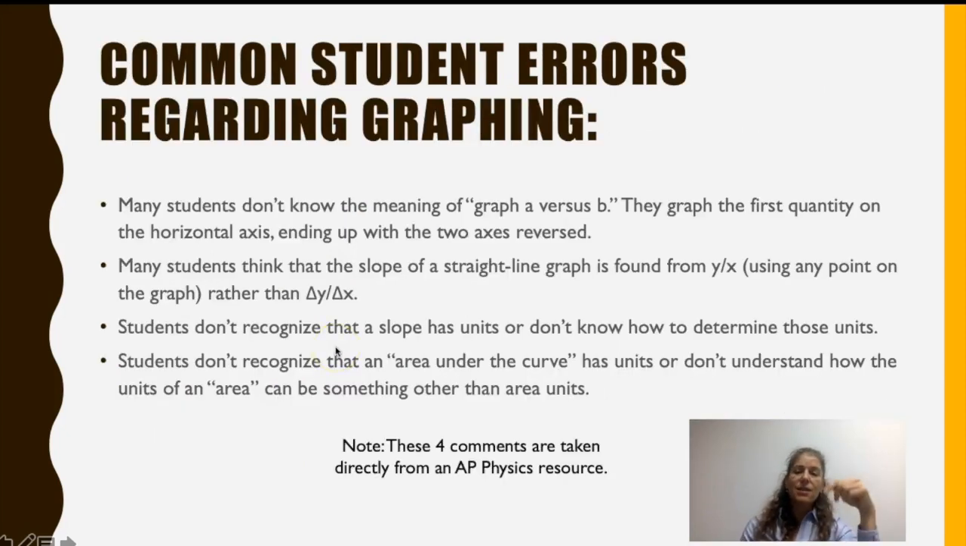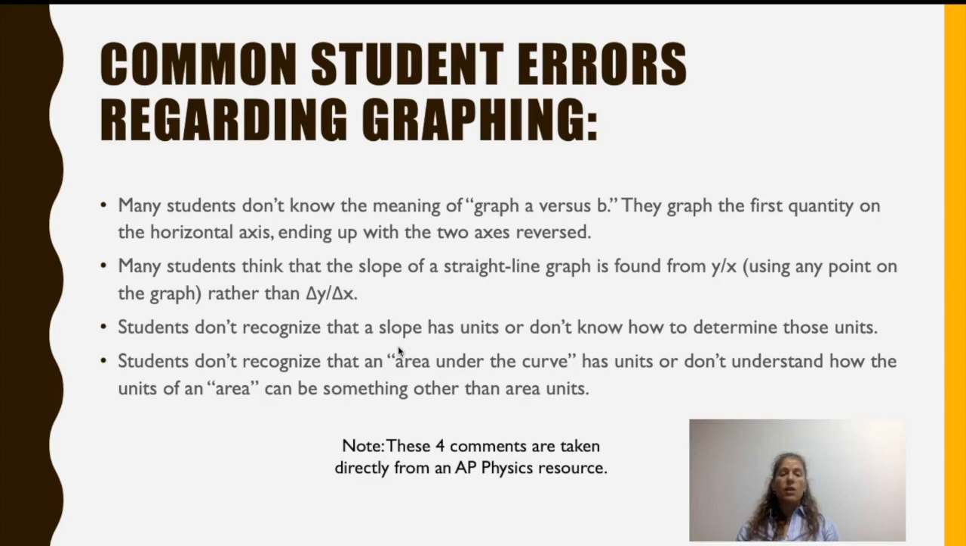So this list of 4 items I took right from AP Physics resources. And I want to read these through because these are what they perceive as the most common errors when you do graphing. And I want you to avoid them at all costs. So one is that most of you don't understand that when you say graph A versus B, that A goes on the y-axis and B goes on the x, period. That's how we name graphs.